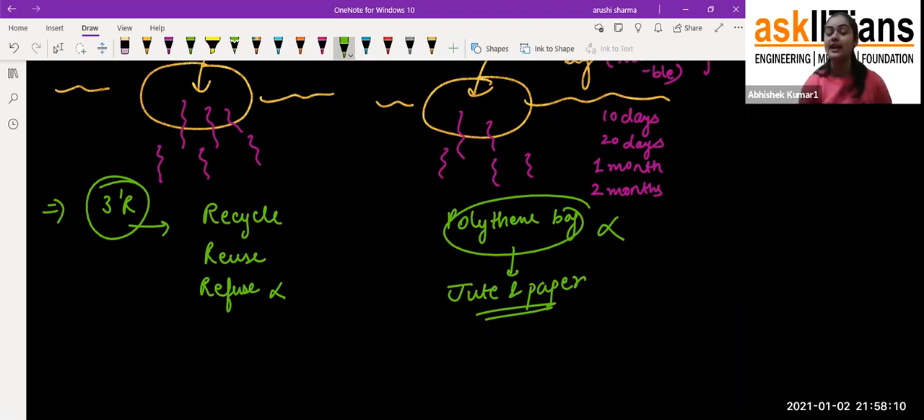So students, I hope you can make many more things, or use many things as alternatives to plastic. Like if we talk about bottles, we can use wooden bottles. If we talk about lunch boxes, we can use steel boxes, glass boxes, or wooden boxes.